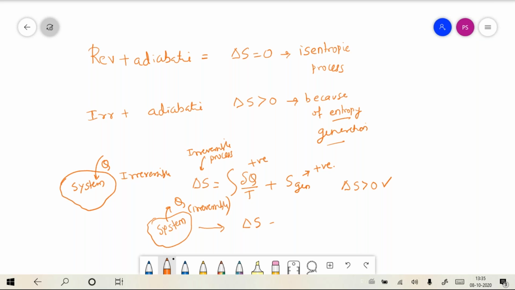The system is rejecting the heat irreversibly. In that case, what would happen to the entropy of the system, whether it would be 0, whether it would be positive, whether it would be negative, or whether the answer is it depends. These are the 4 options. I won't be discussing the answer now for this.